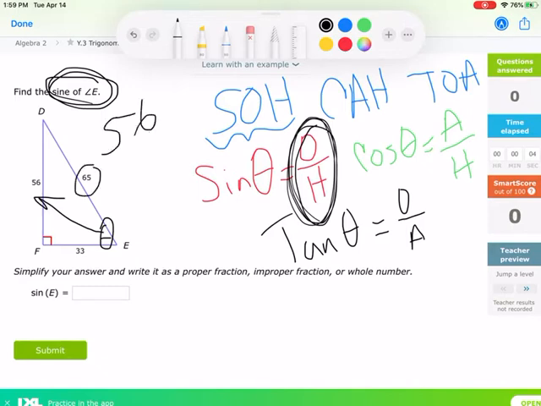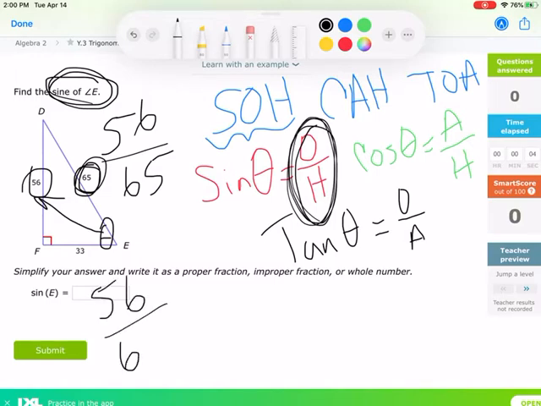And then hypotenuse is always opposite the 90-degree angle. So 65. 56 over 65 would be your answer. Simplify your answer and write it as a proper fraction, improper fraction, or whole number. Could that be reduced? Let's see here. 65 divided by 5. I'm just working it out in my head, out loud. 56 divided by 13, maybe? No. Okay, so it can't be reduced. So that would be your answer there. Opposite is 56. Hypotenuse is 65. Opposite over hypotenuse. So the sine is 56 over 65.